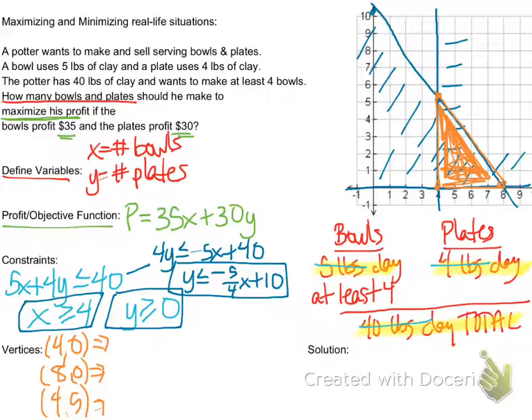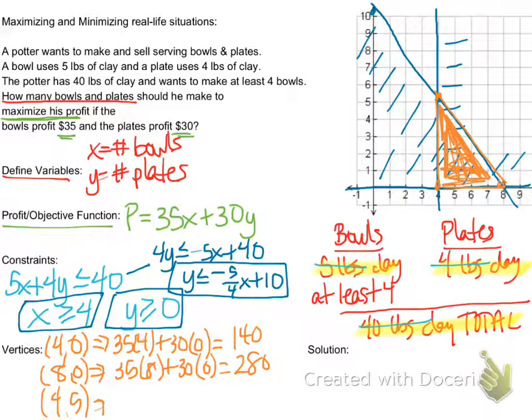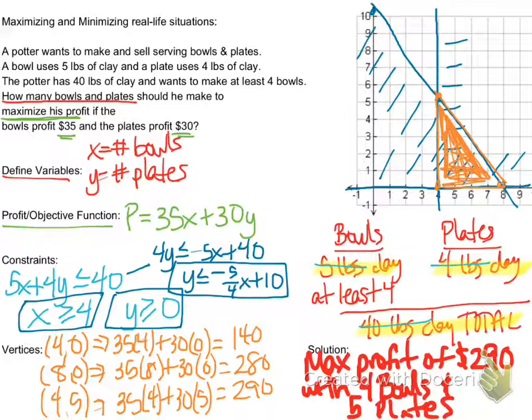And when we go ahead and plug each of those into our objective function, if we were to sell 4 bowls and 0 plates, we would have a profit of $140. 8 bowls and 0 plates would give us a profit of $280. And 4 bowls and 5 plates will give us a profit of $290. So if we want to maximize our profit, we're going to have a maximum profit of $290 with 4 bowls and 5 plates. So again, this is a word problem. Please make sure that you are answering your question in a sentence with words.